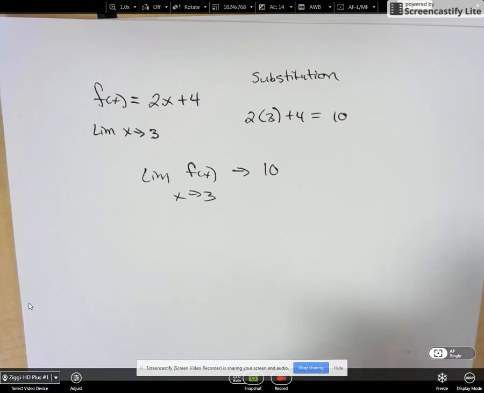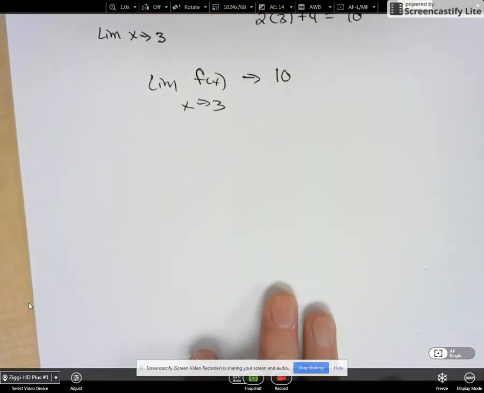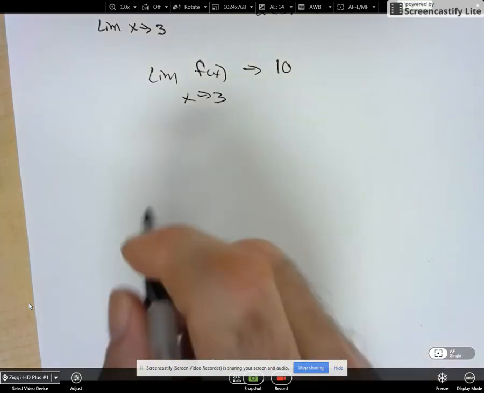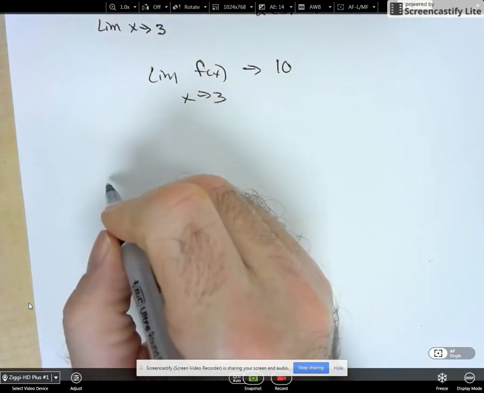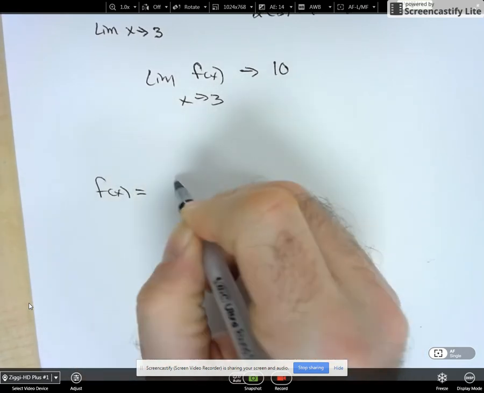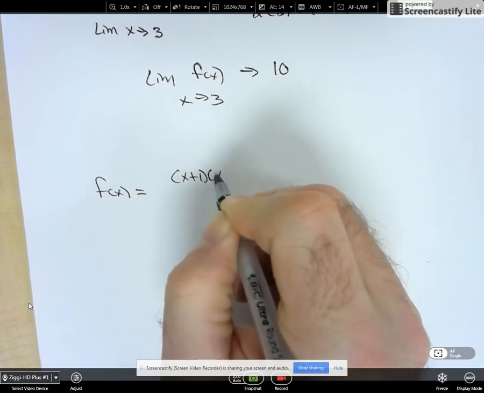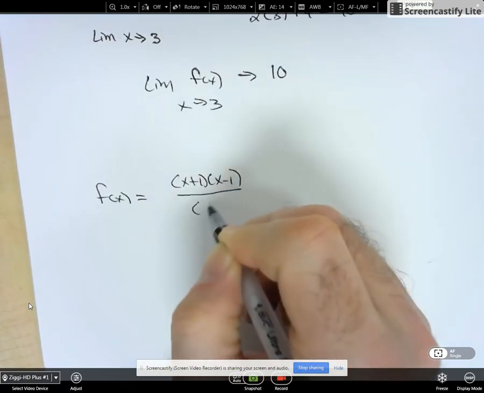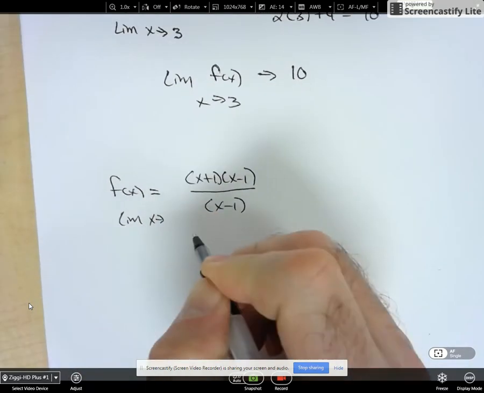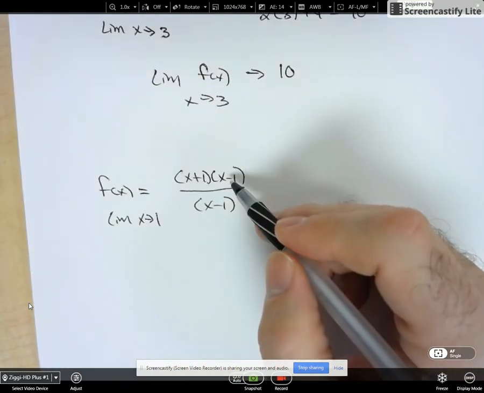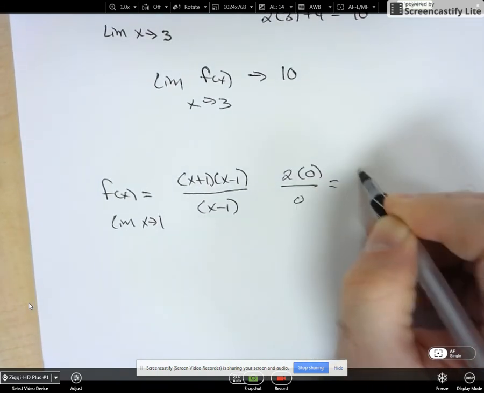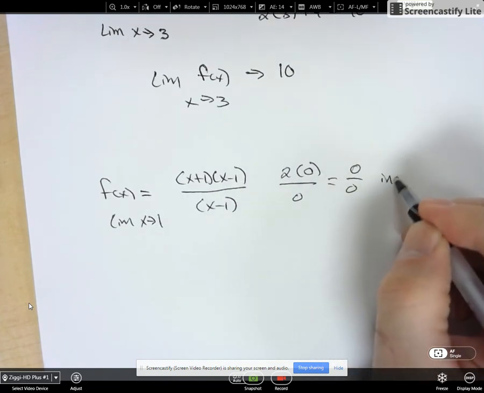So if we want to go a little farther than that, move my piece of paper up a little bit and get a little more work time. So now what we looked at the other day is what happens if it has a discontinuity in it. So an example would look like this. If f of x is equal to x plus 1 times x minus 1 all over x minus 1, and we want the limit as x approaches 1. Well, if we put in 1 in the top, we get 2 times 0 over 0, which is equal to 0 over 0, and this is called indeterminate form.